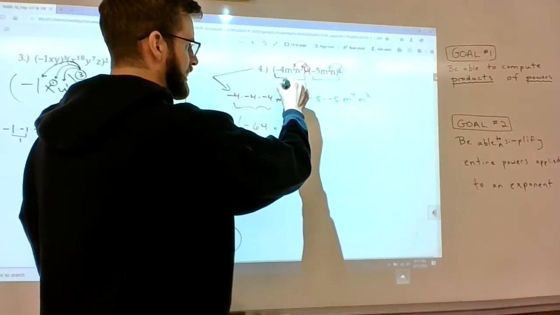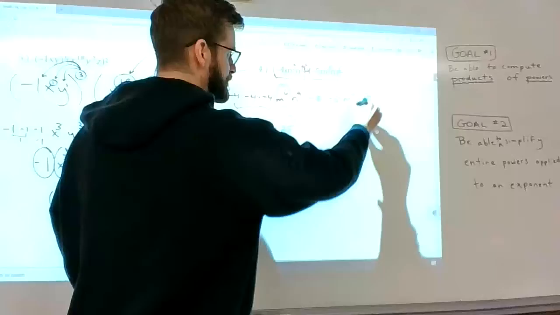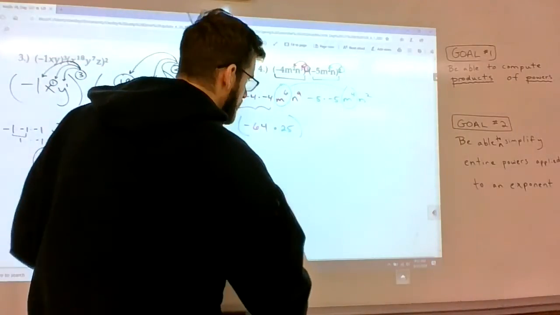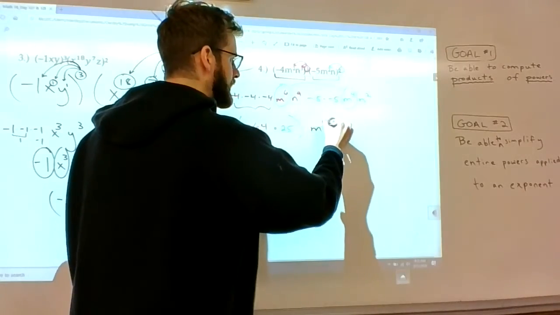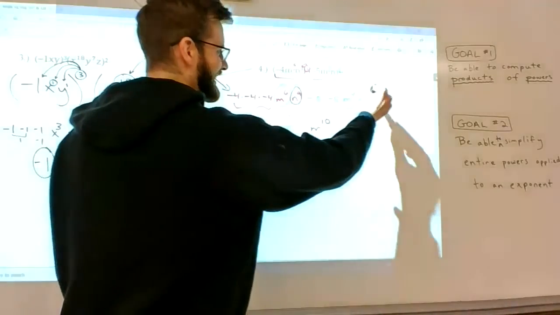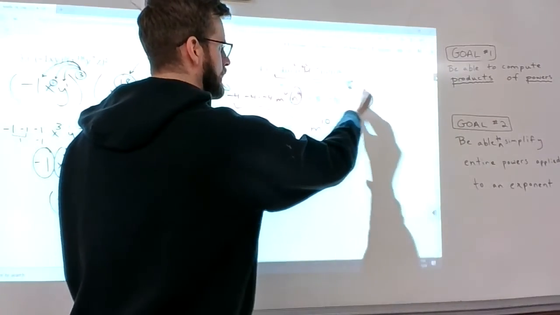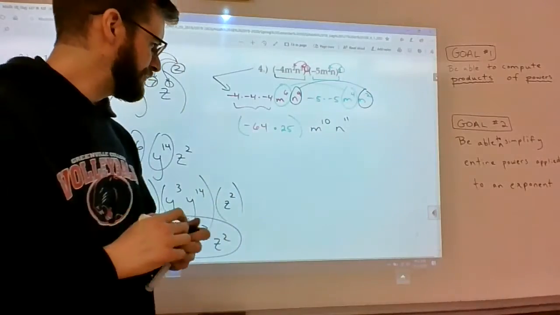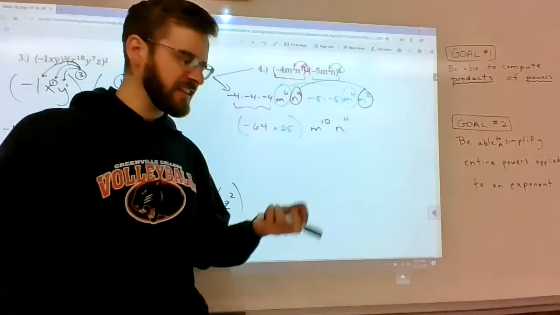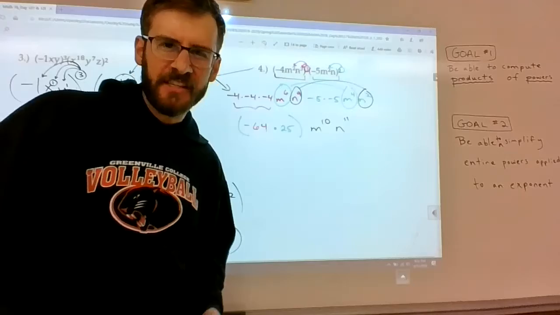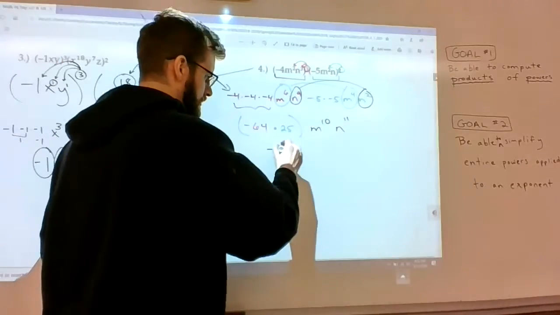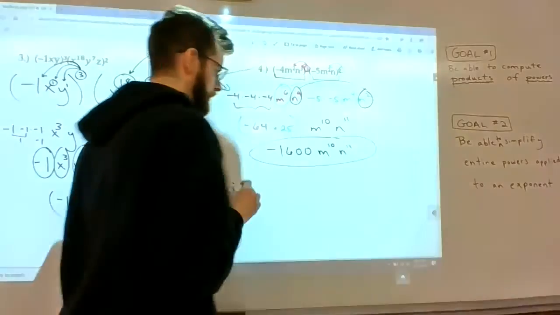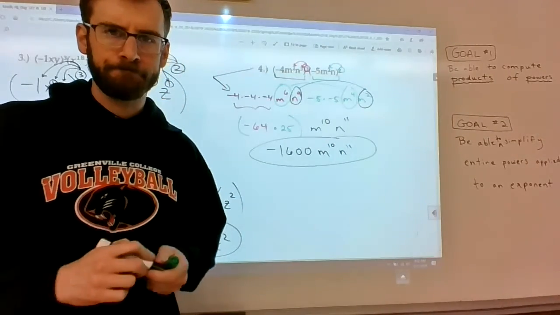M's are going to be m to the 6, m to the 4. So we're adding the 4 and the 6 together to get m to the 10. And then we're going to take n to the 9 and n to the 2. Group those together, that's going to be n to the 11. 64 times 25, that's a calculation you guys can probably do. I think that's -1600 though. And you've got your final answer here.